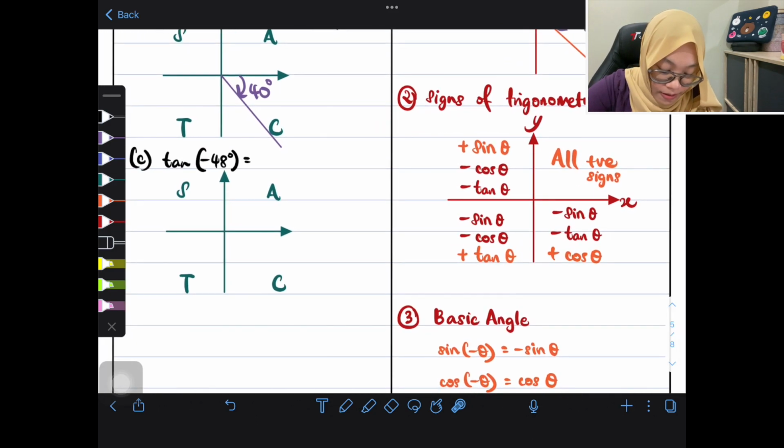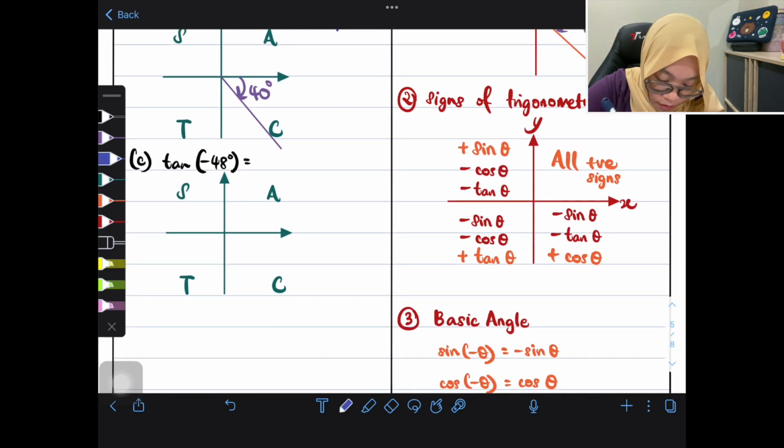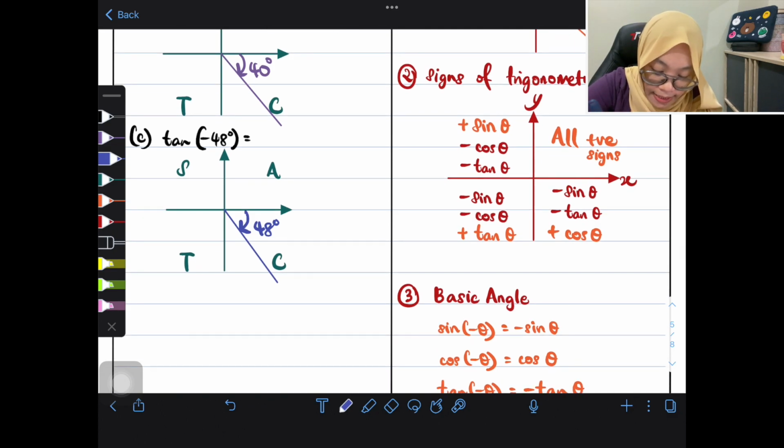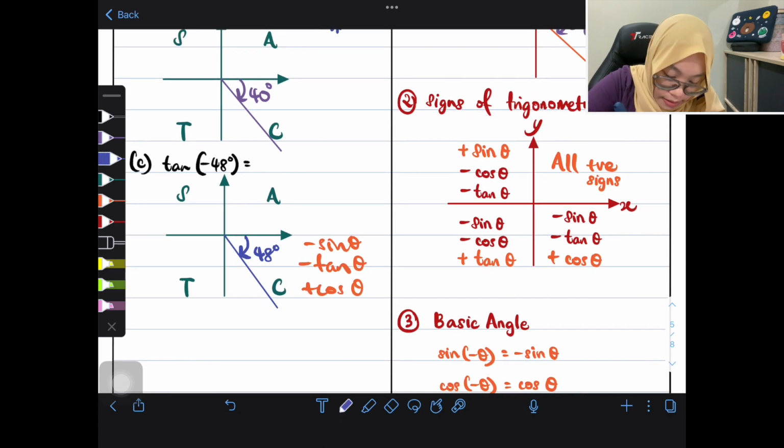Let's go to the final part. Final question. So 48. 48 is also around here. So this is 48 degree. As I said, only dekat sini yang positive angle untuk cos. The rest of it will have a negative tan and negative sine. So here, of course, you will see that this is negative tan. Okay, untuk fourth quadrant, tangent dia adalah negative. So negative tan 48 degree.